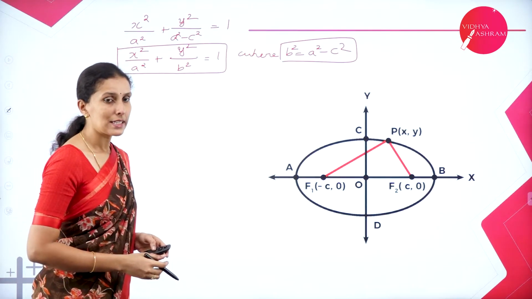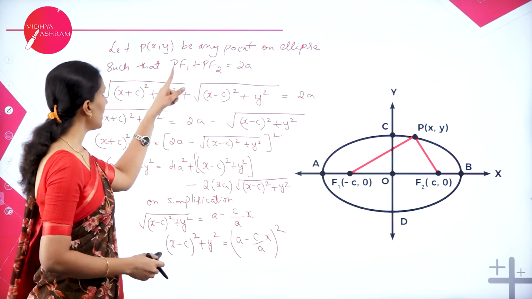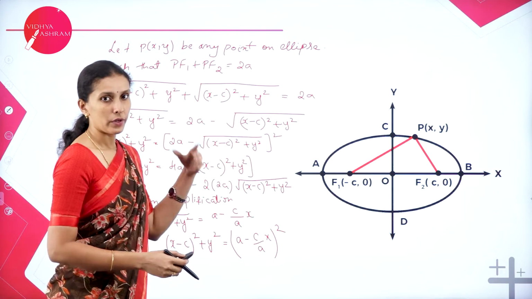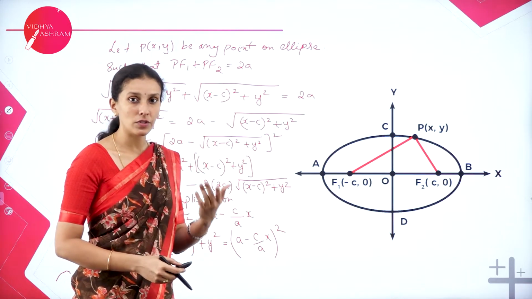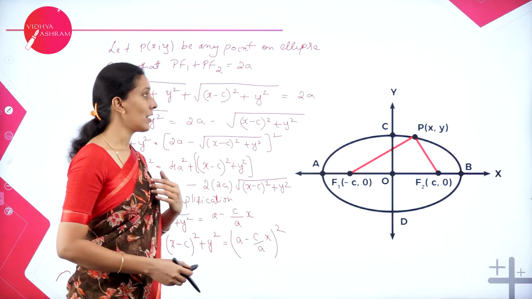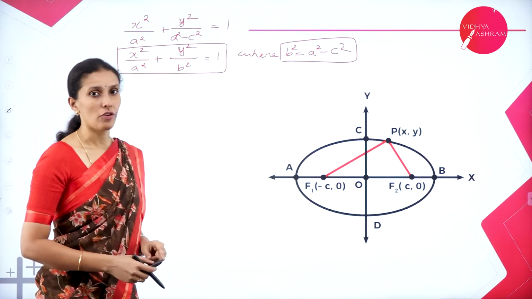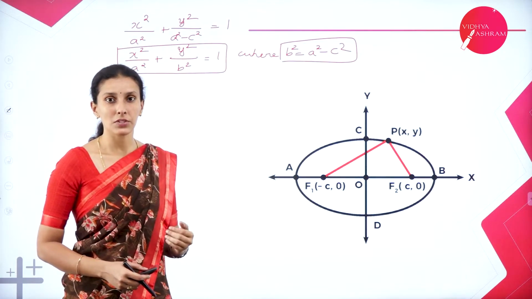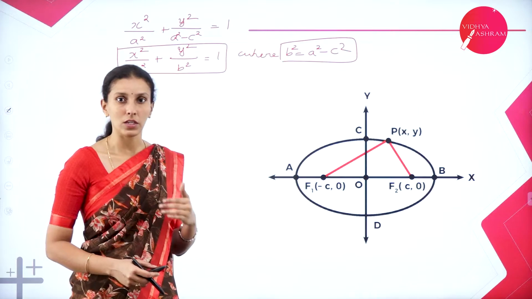So by considering the condition PF1 plus PF2 is equal to 2a, we can conclude that the general equation of an ellipse is x square by a square plus y square by b square is equal to 1.